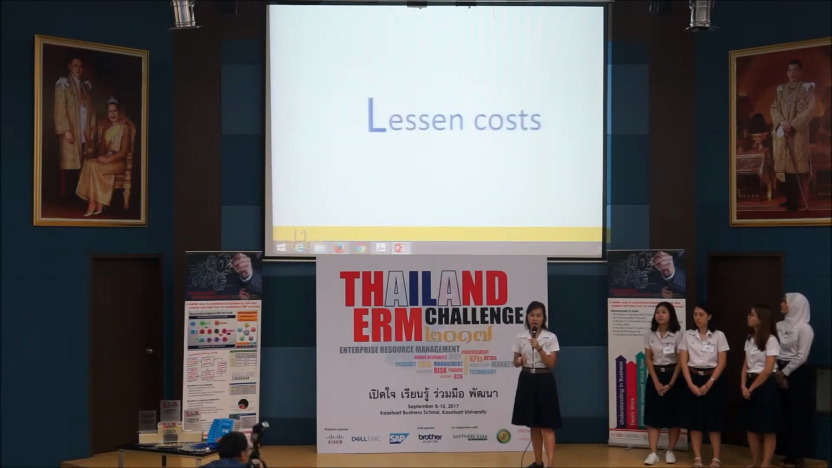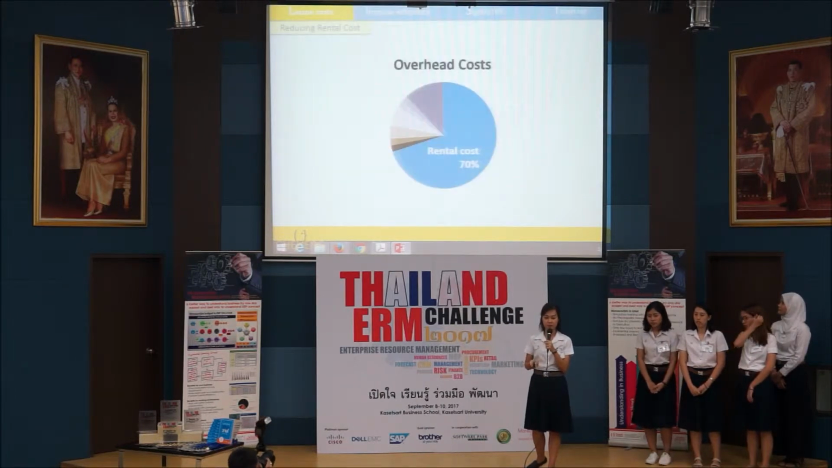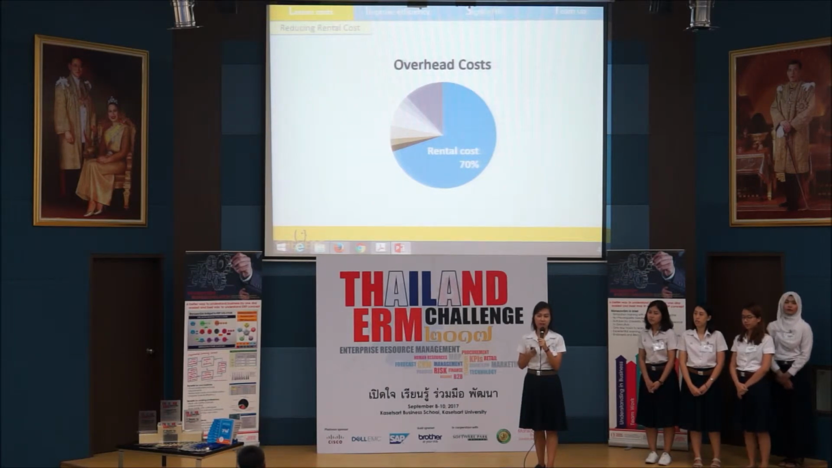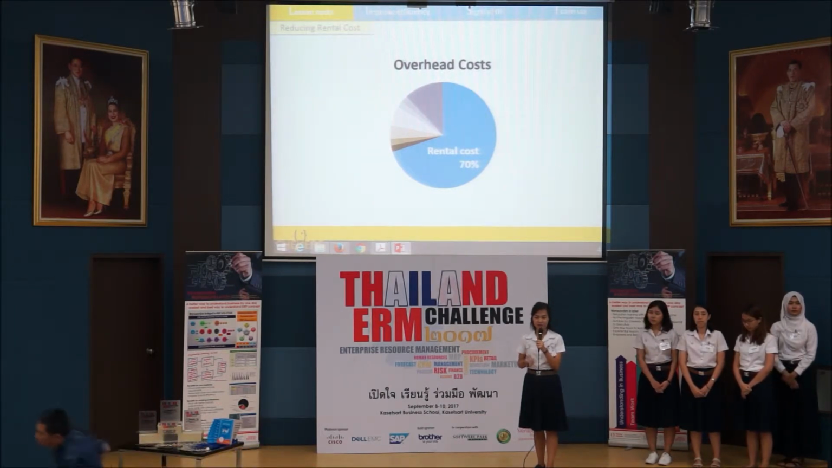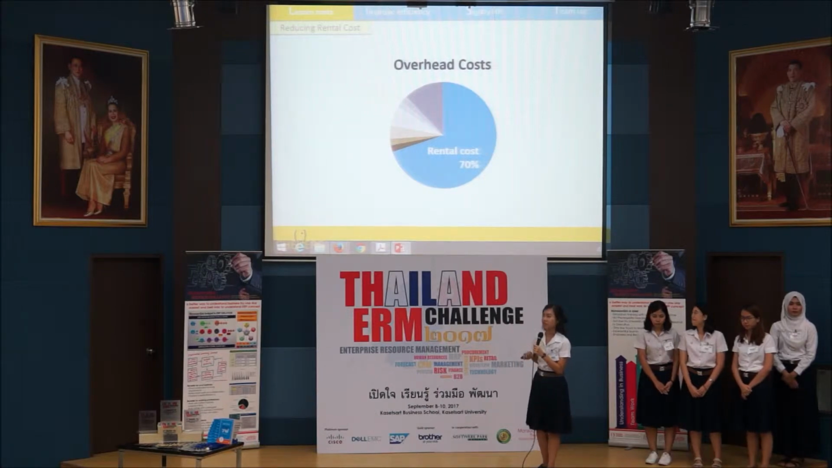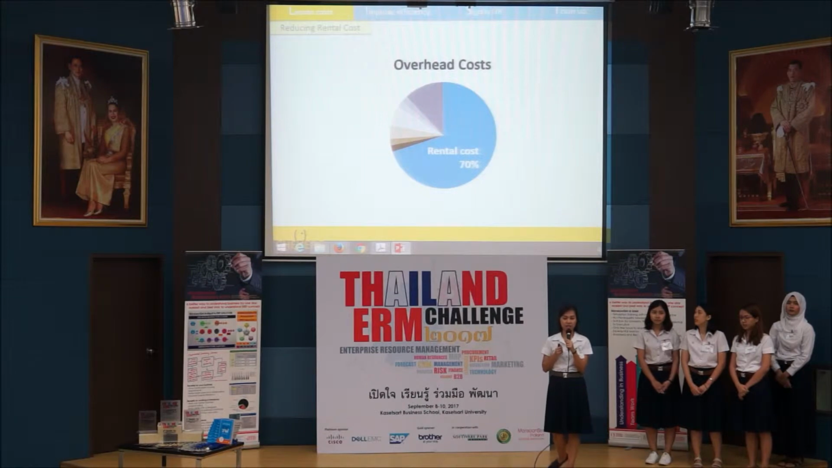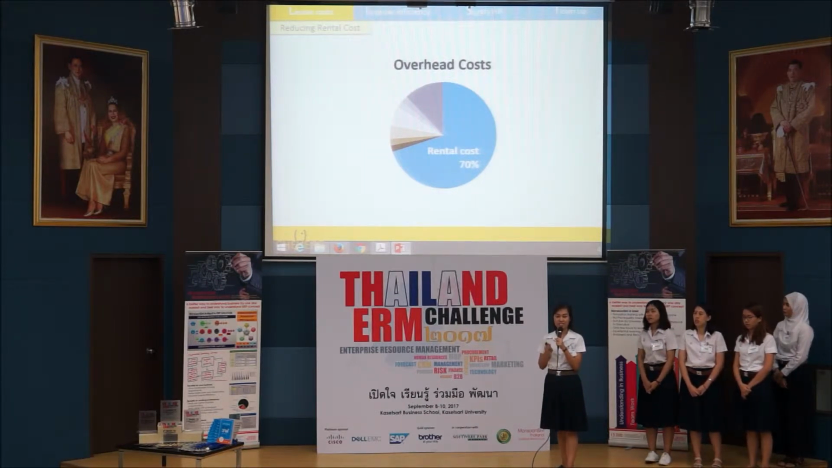The first letter L, or lesson cost. There are a few costs that play an important role in the game, and rental cost is one of them. As we can see from the pie chart here, rental cost has about 70% of the total overhead cost, and that is a significant number. That's why we pay great attention to this.